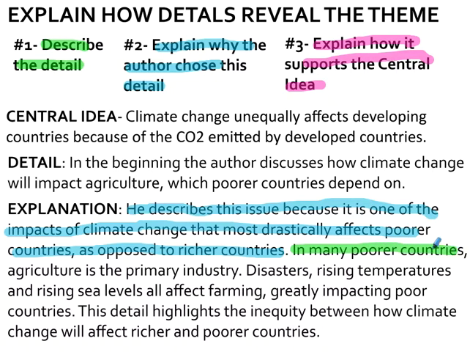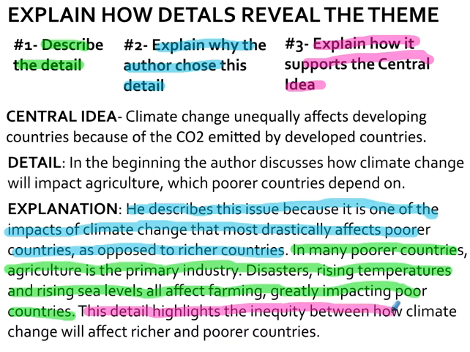In many poorer countries, agriculture is the primary industry. Disasters, rising temperatures, and rising sea levels all affect farming, greatly impacting poor countries. So I'm just explaining the detail to you. How does climate change affecting agriculture really have a negative impact on poor countries? Okay, so now I'm going to explain how the central idea is supported through this detail. This detail highlights the inequity between how climate change will affect richer and poorer countries. Remember, my central idea is that climate change unequally affects developing countries. So now I'm really explaining that down here.